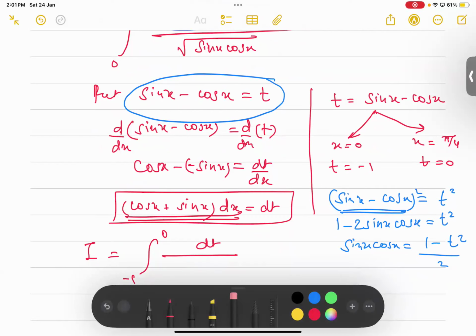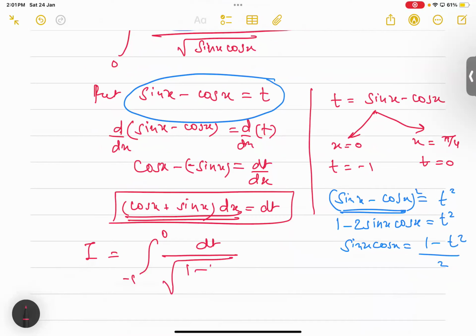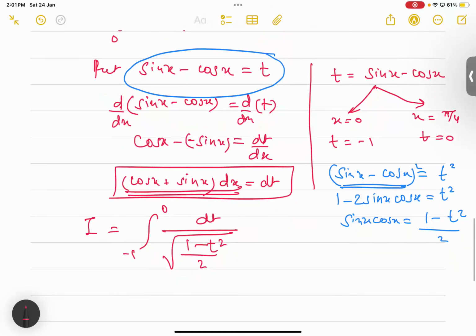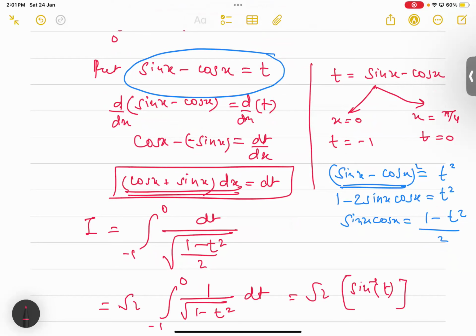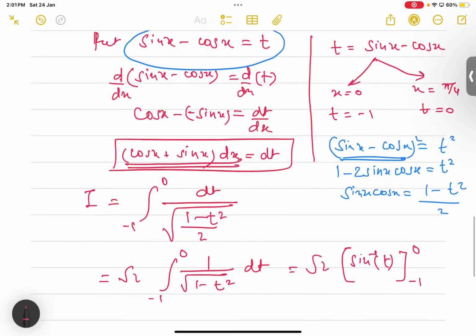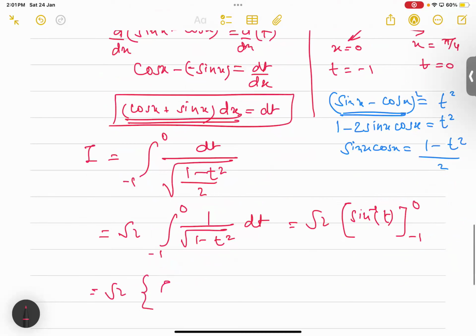So down it is going to be root of 1 minus t square by 2. Root 2 outside. What is this? Sin inverse t. Clear?